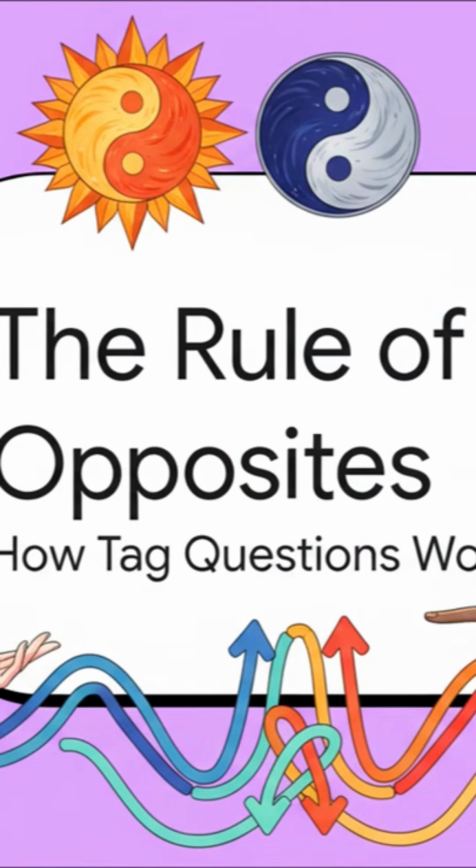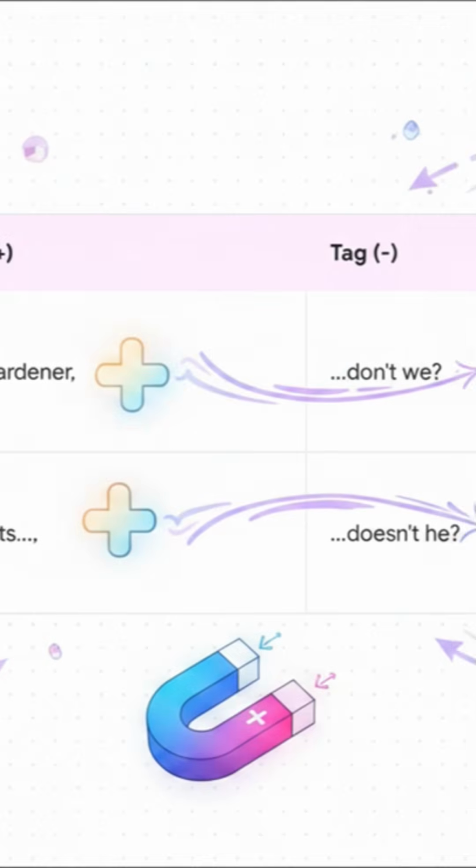So the big question is, how do you know if it should be don't we or do we or something totally different? Well, it all comes down to one really simple, really powerful idea. I like to call it the rule of opposites. Here's the first half of the rule, and it's super easy. If your main statement is positive, your tag question has to be negative. Think of it like magnets, you know? Opposites attract. We need a gardener is positive, so the tag is negative, don't we? Jack Hill wants, that's positive too, so the tag is negative, doesn't he?